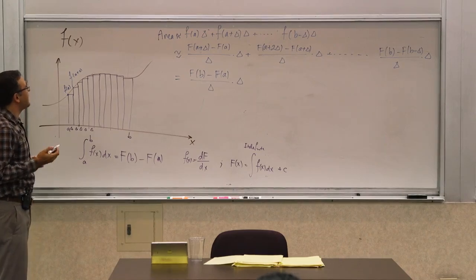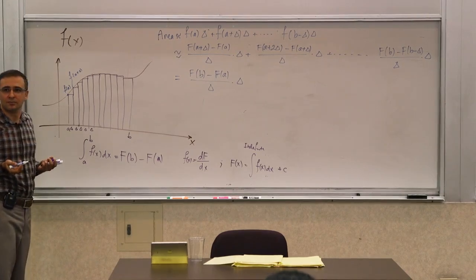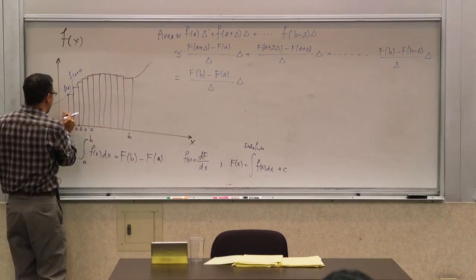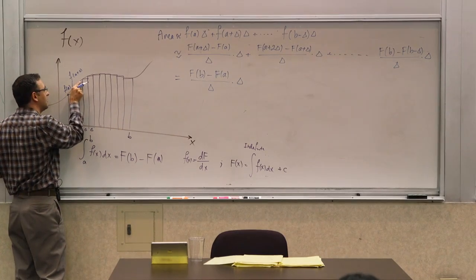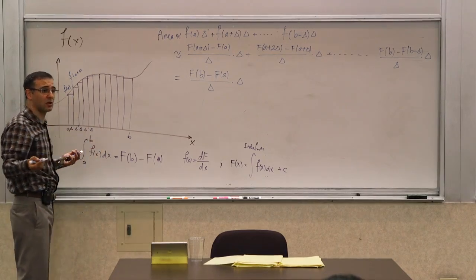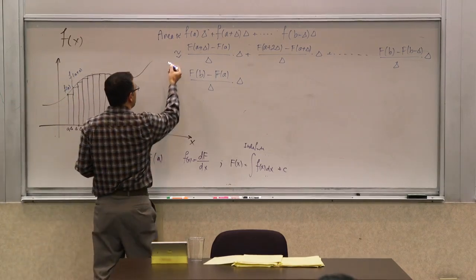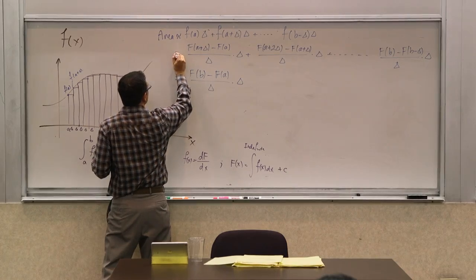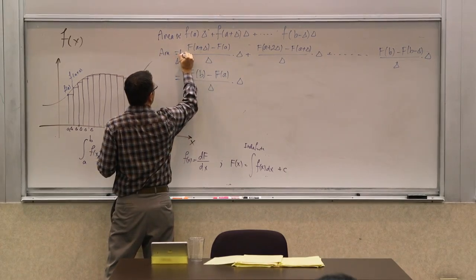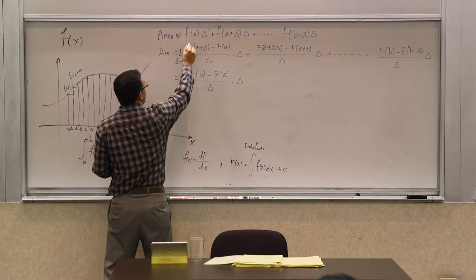So now, to make this more accurate, what do you do? You can make delta smaller. As I make delta smaller, these rectangles become smaller, so these areas of error, which are the source of error, become smaller and smaller. So in the limit of delta going to 0, this area would be exact, for this whole thing.